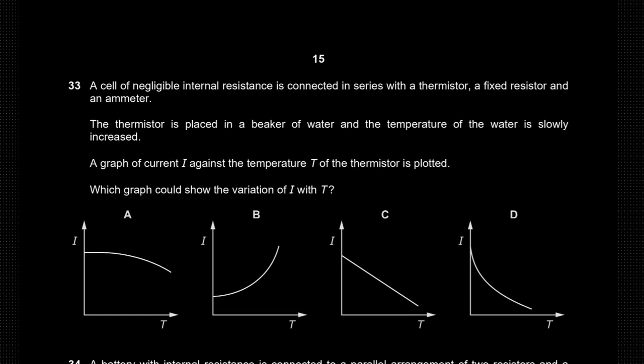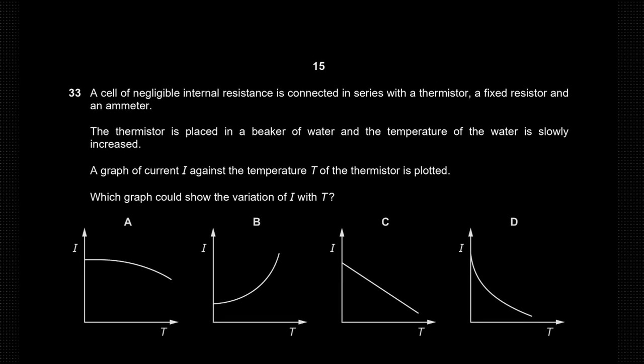33. A cell of negligible internal resistance is connected in series with a thermistor, a fixed resistor, and an ammeter. The thermistor is placed in a beaker of water and the temperature of the water is slowly increased. A graph of current versus temperature is plotted. Which graph could show the variation of I with T?